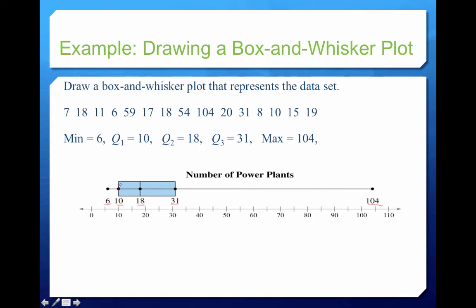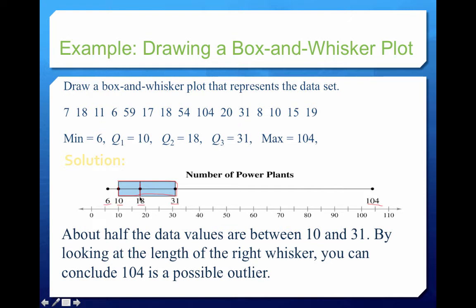We draw our box around Q1 and Q3. We draw our line at the median. All right, and so what do we see when we look at this? That 104 is pretty darn crazy, isn't it?